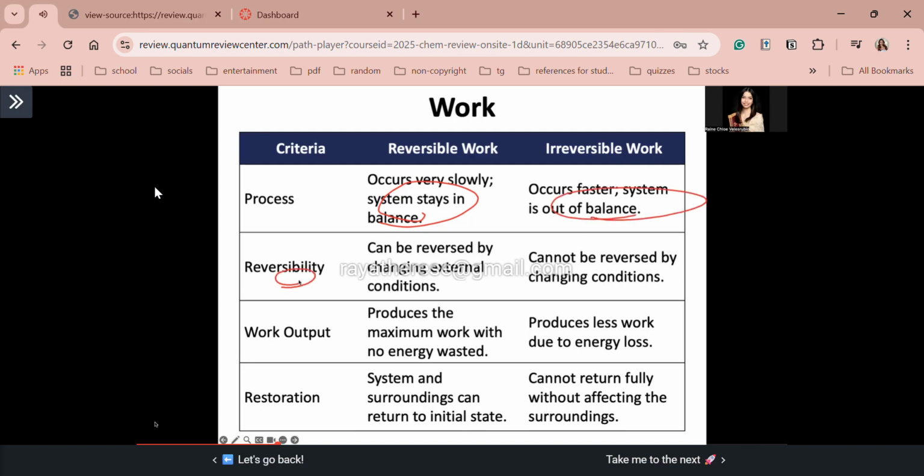Okay? In terms of reversibility, again, reversible work is reversible. Pero si irreversible, hindi. Ang work output naman, again, reversible work produces the maximum work with no energy wasted. Meanwhile, irreversible work produces less work due to energy loss. Now, the energy loss is because, again, rapid yung work na binibigay ng irreversible work. Okay, that's why there is a loss in energy. Lastly, for restoration, for reversible work, the system and surroundings can return to initial state. Diba? Kasi reversible siya. Meanwhile, for irreversible work, it cannot return fully without affecting the surroundings.